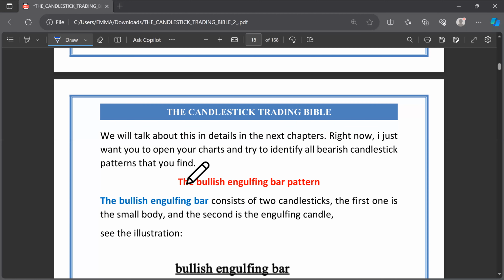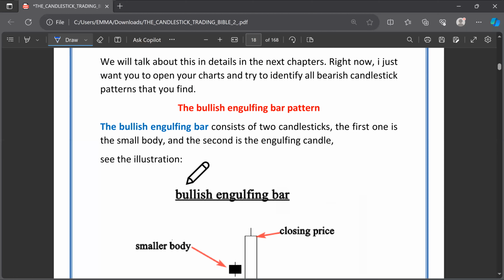You continue with the bullish one. Now, the bullish one also consists of two candlesticks. Still, the first candlestick on the left is the smaller one, and the second one is the bigger one. The bigger one, being the second one, is the bullish one, hence bullish engulfing bar. You have to get that in your mind.